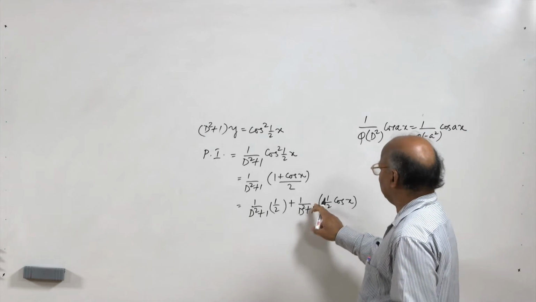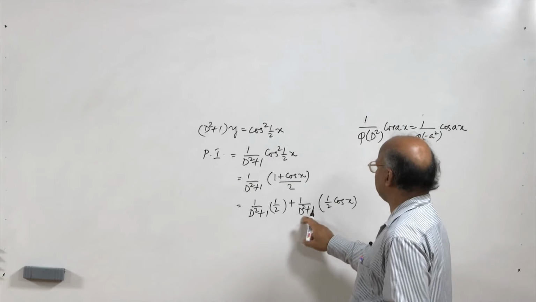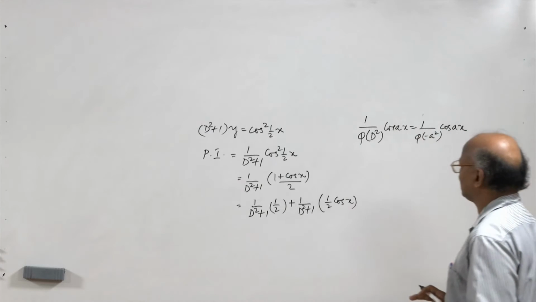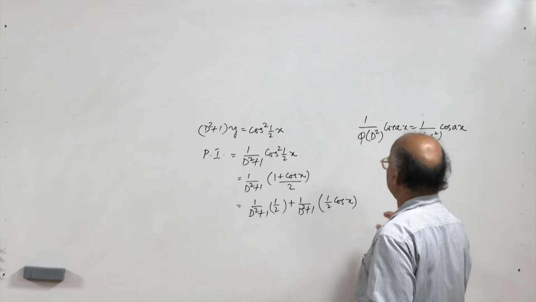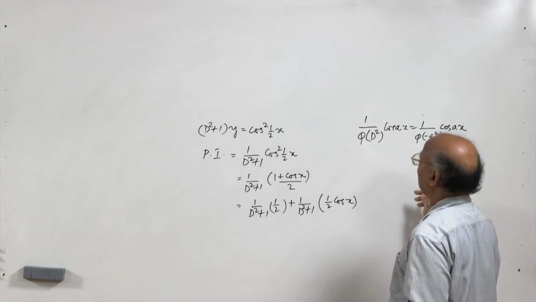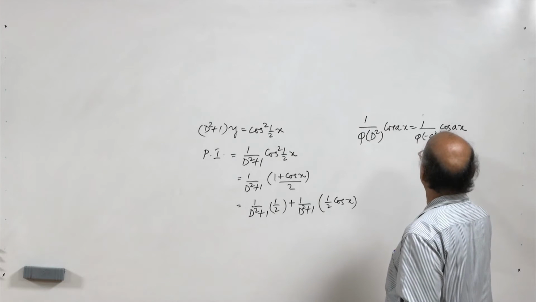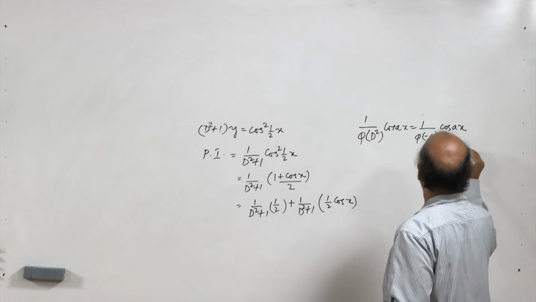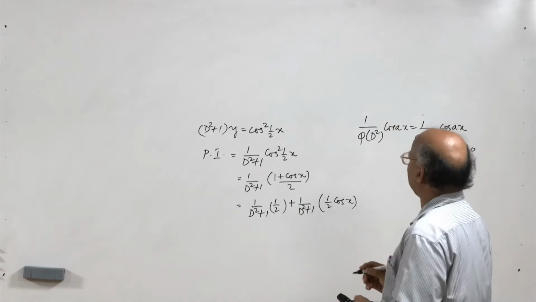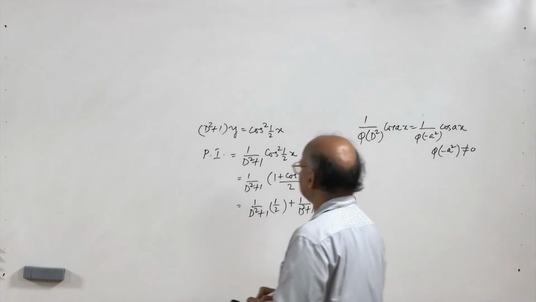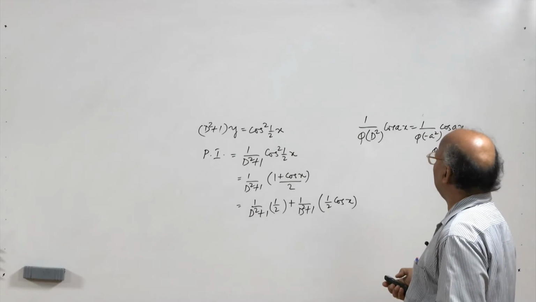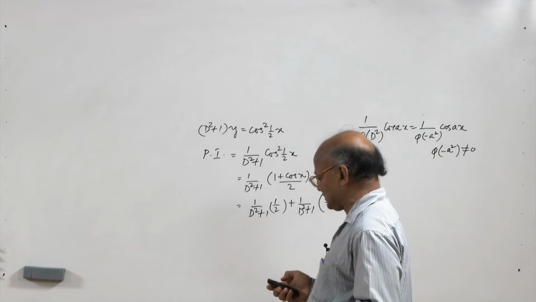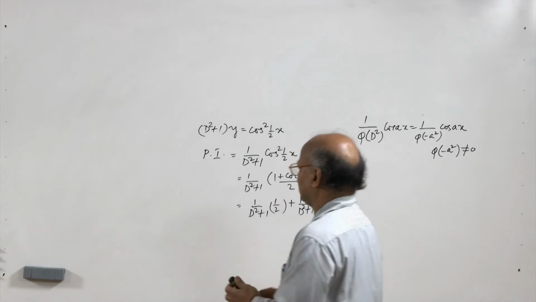We cannot find the particular integral in this case, because when we replace d square by minus a square, that is d square by minus 1 square or minus 1, this d square plus 1 becomes 0. So, phi minus a square should not be 0 to apply this formula, and therefore, let us now discuss how to find the particular integral in the case of 1 over d square plus c square cos cx.